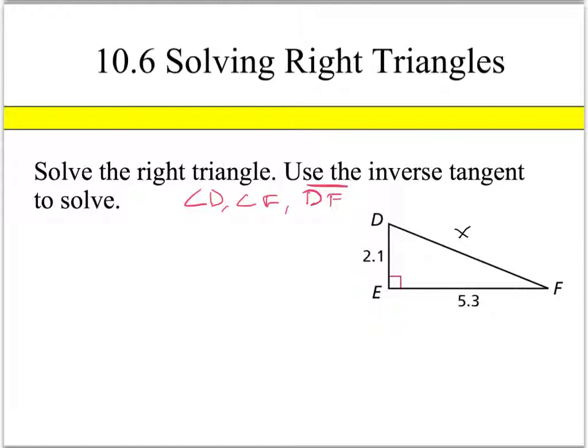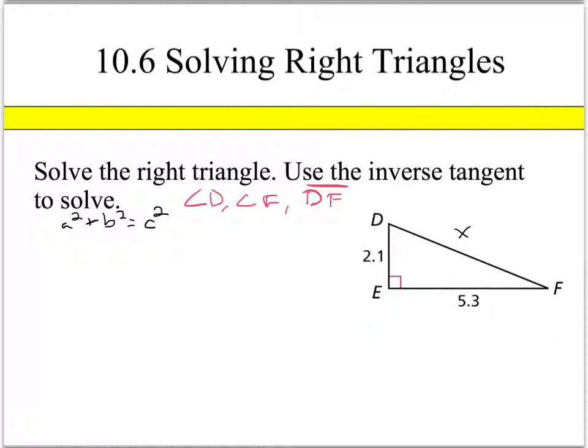Okay? What I'm going to do is start with the easiest one, which is DF. Look, we have a 90-degree angle. We have two sides, so if I know two sides and I have a 90-degree angle, how can I figure that out? Pythagorean theorem. A squared plus B squared equals C squared. Gotta love that formula. Absolutely love it.